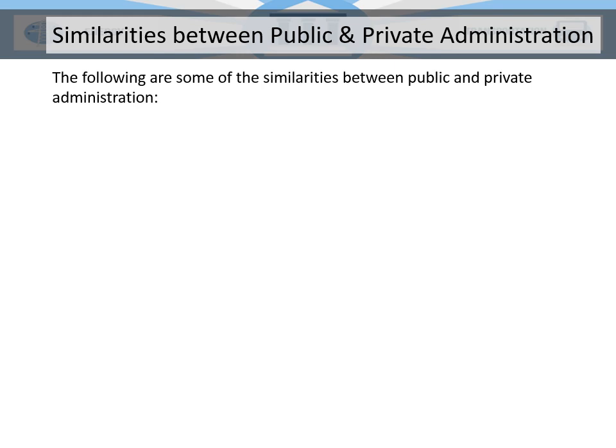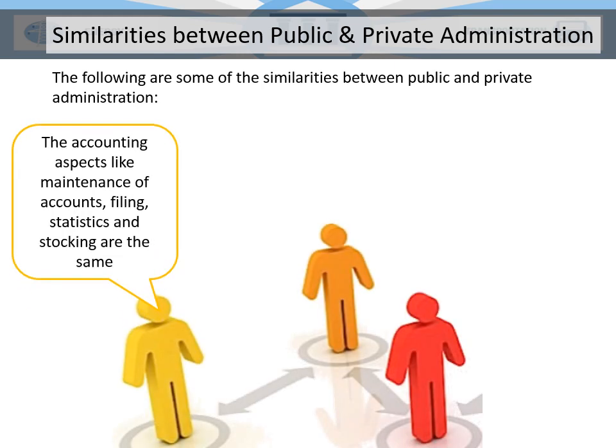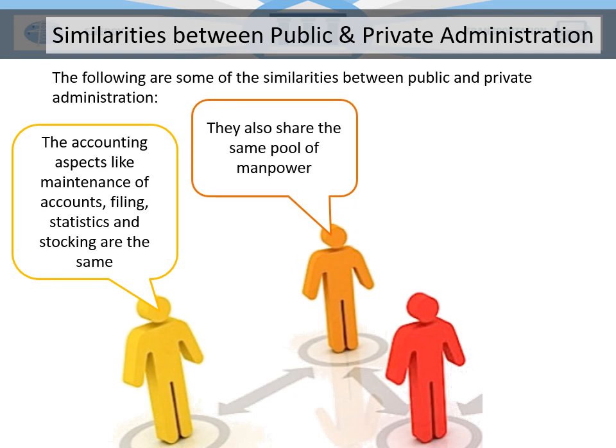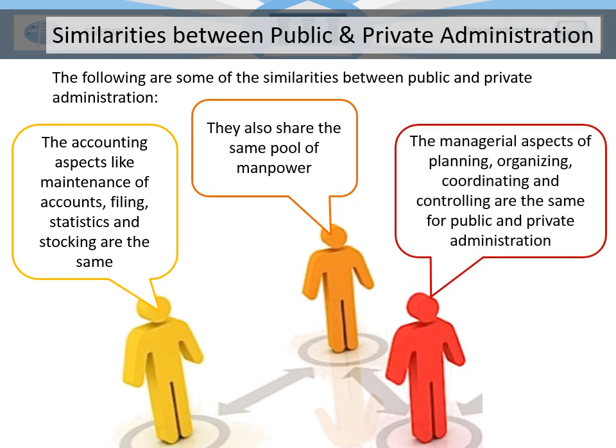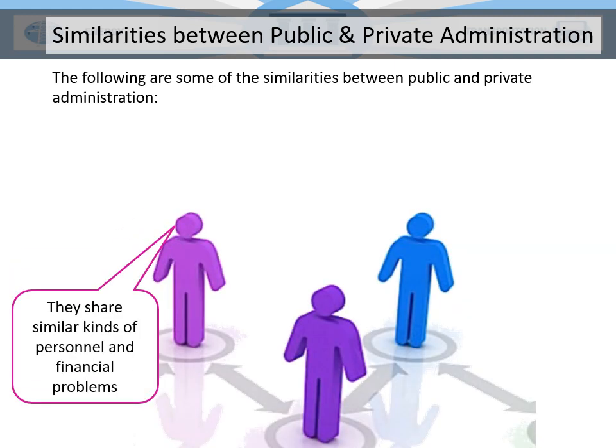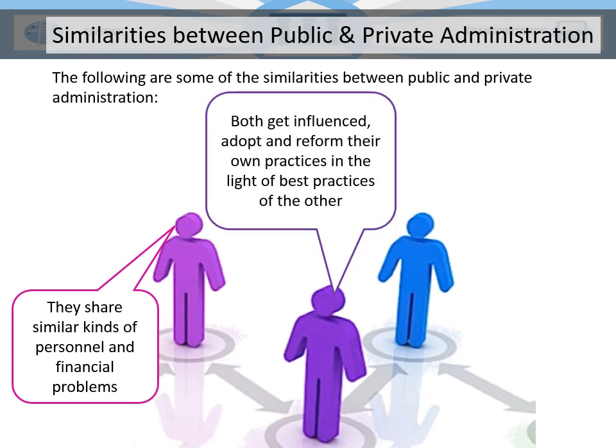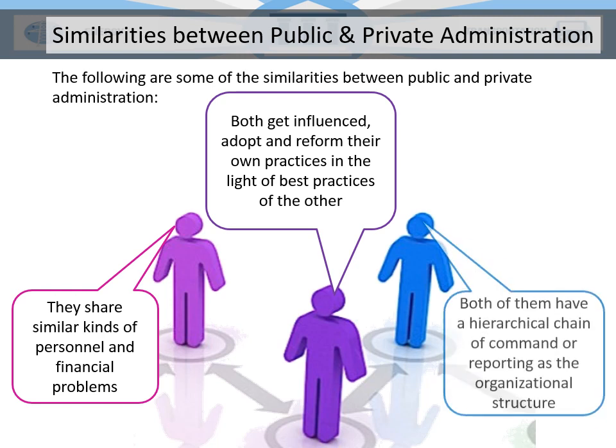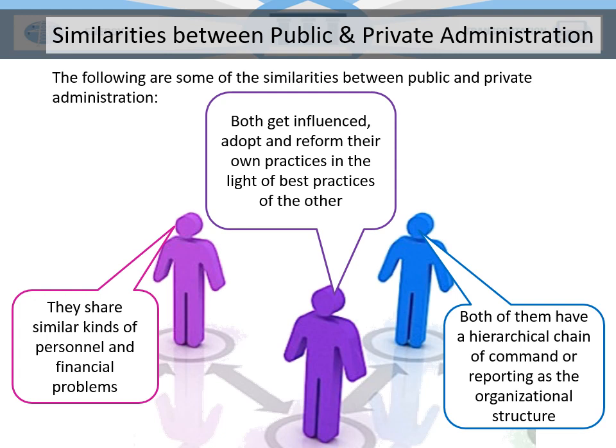The following are some of the similarities between public and private administration. The accounting aspects like maintenance of accounts, filing, statistics, and stocking are the same. They also share the same pool of manpower. The managerial aspects of planning, organizing, coordinating, and controlling are the same for public and private administration. They share similar kinds of personal and financial problems. Both get influenced, adopt, and reform their own practices in the light of best practices of the other. Both of them have a hierarchical chain of command or reporting as the organizational structure.